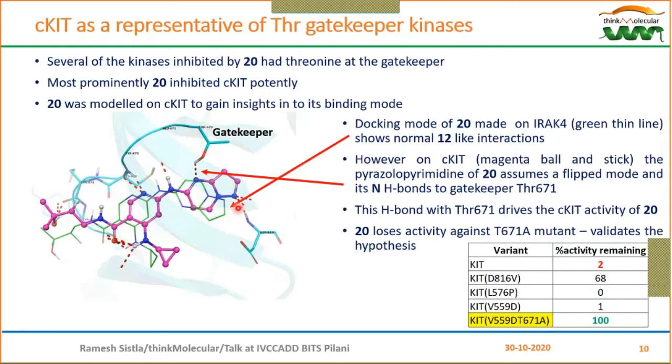Now, as a modeler, you always need to look for data and see whether the data supports your hypothesis or not. So, we were helped by the fact that when 20 was sent to the Ambit panel, if the percent activity remaining is low, that means it's very, very active. If the percent activity remaining is high, then it is inactive. So you see on KIT, it is very active. That's what the Ambit panel also told. But when we had the mutant, where the threonine was alanine, you see this compound was inactive. So this data also supported the hypothesis that it is a threonine interaction with this gatekeeper which was causing a big interaction with CKIT, because CKIT itself was causing some toxicity in our program. And therefore, that's what was eroding the kinome selectivity of these compounds as well.